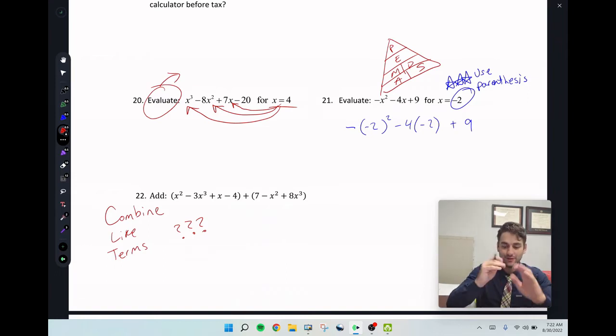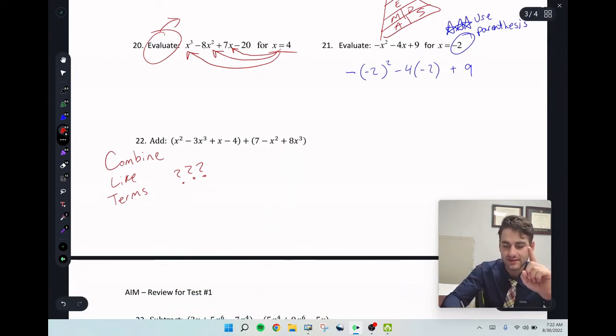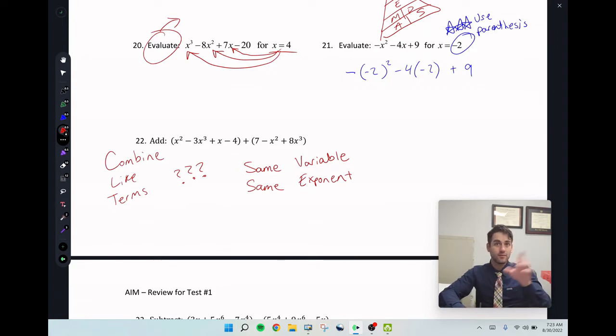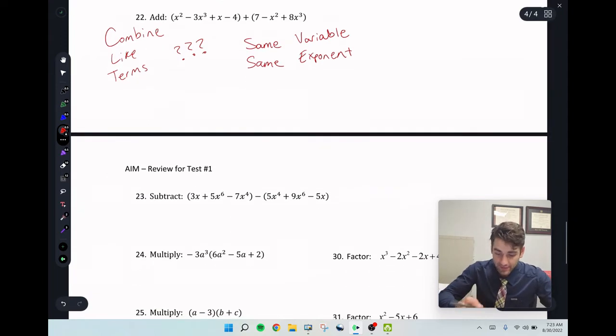The definition really matters. It's a term with the same variable and same exponent. Now the coefficient doesn't have to be the same. The sign, positive or negative, doesn't have to be the same. But the variable has to be exactly the same, and the exponent has to be exactly the same before you can combine them. Cool?